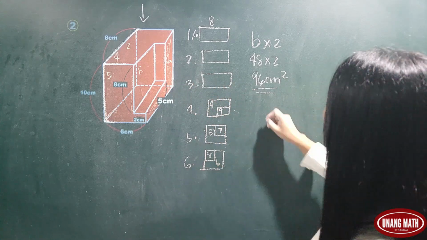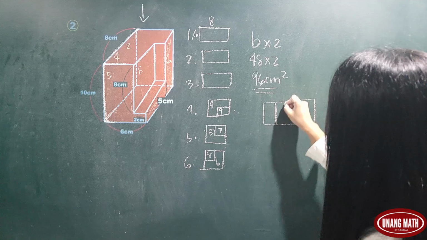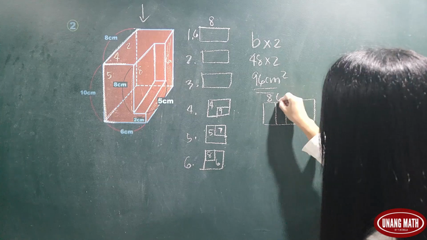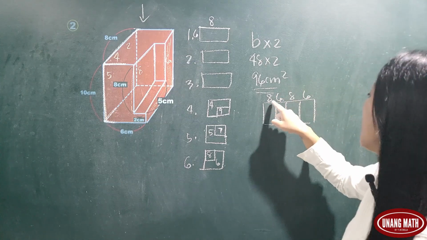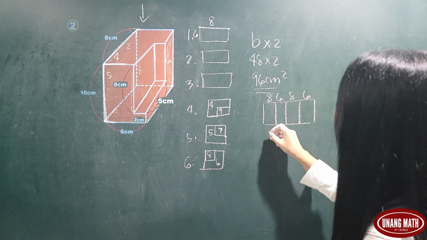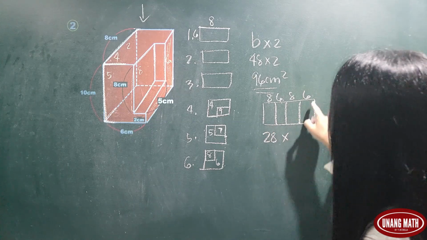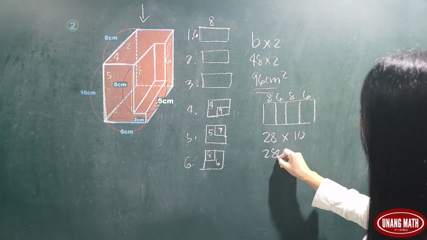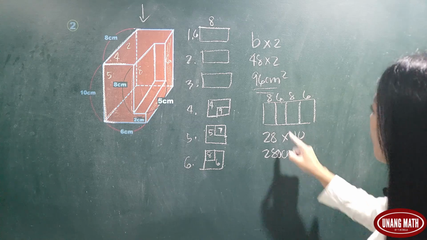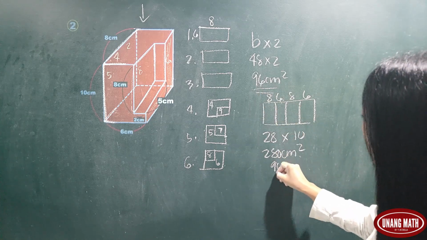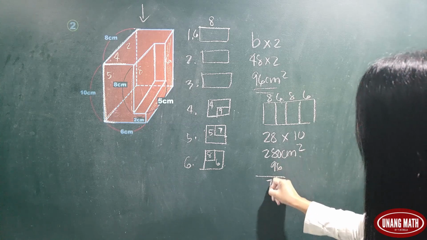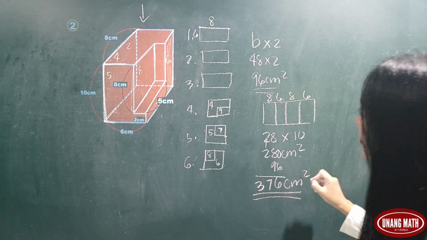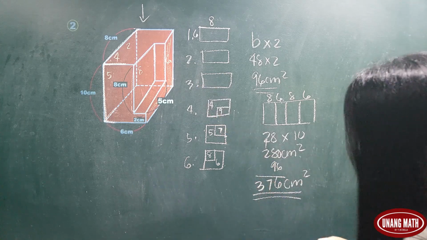And for the lateral faces, 4 rectangles. If this is 8, this is 6, 8, and then 6. 8 plus 6 is 14 times 2, so it's 28. So 28 times the height, which is 10, is equal to 280. So 280 square centimeters. So 96 plus 280 is 376 square centimeters. So this is the surface area of this prism.